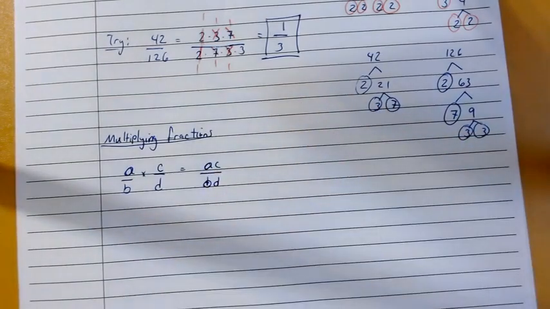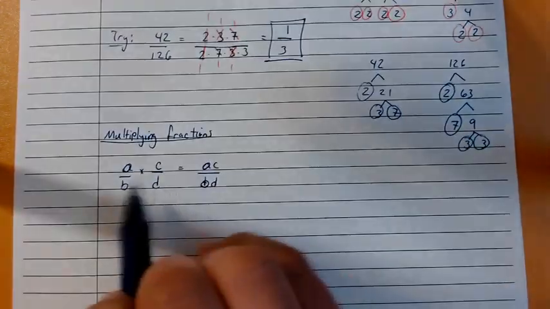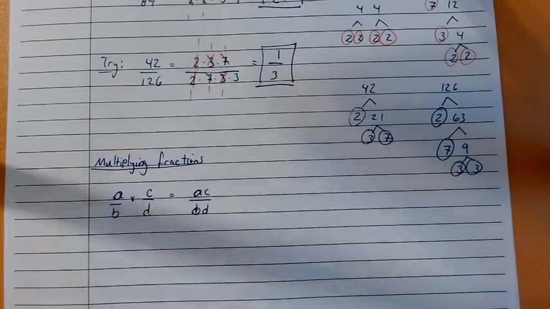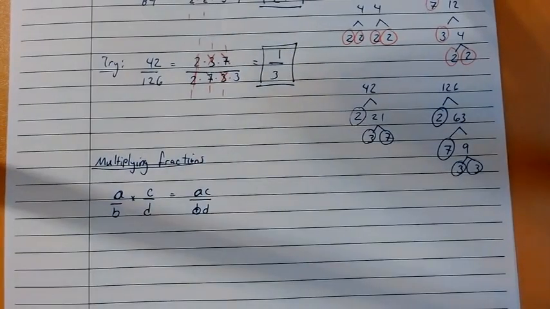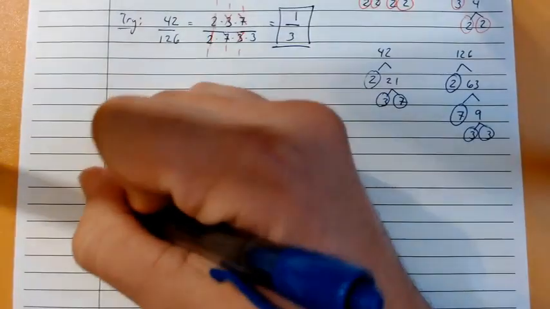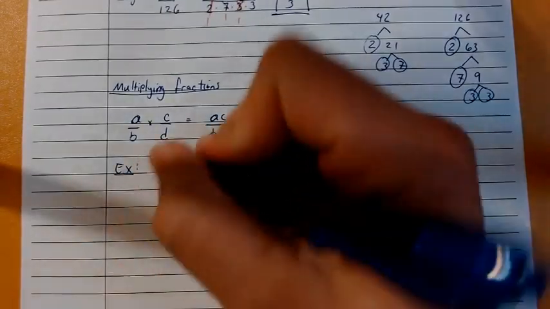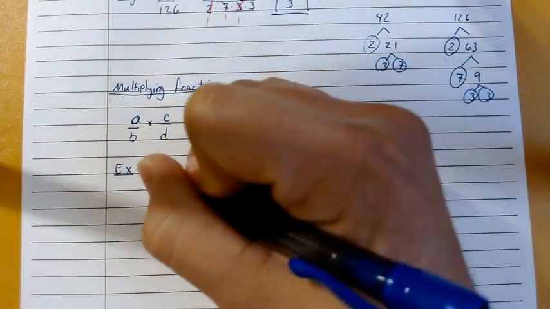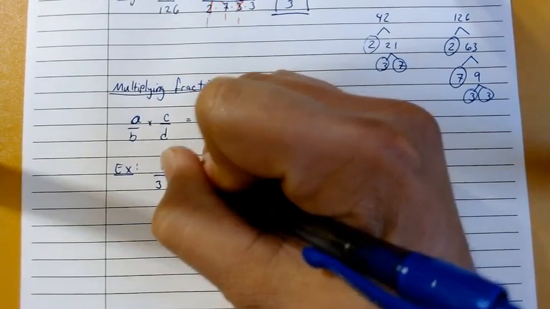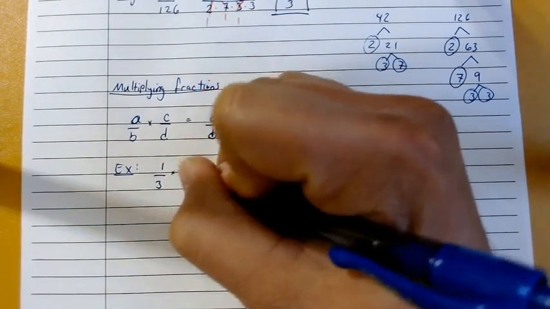And that's it, you're done. Now, of course, if that product can be reduced, then you still have to do that. So let's consider some examples here. Let's start off with the simplest one where nothing needs to be reduced. Let's say I have 1 over 3 times 1 over 4.